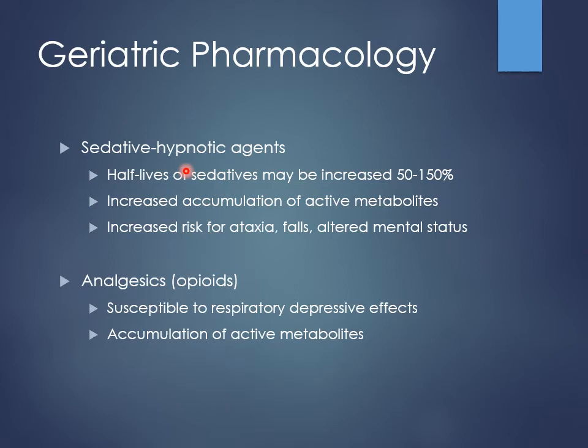So think about that antipsychotic category of drugs, those first generation antipsychotics like haloperidol, Phenergan. All those drugs tend to have a lot of anti-muscarinic effects, tend to be very sedating, and fall in the same sort of hypnotic category there. Analgesics, as mentioned, opioids: typically you're going to see more susceptibility to those respiratory depressive effects.